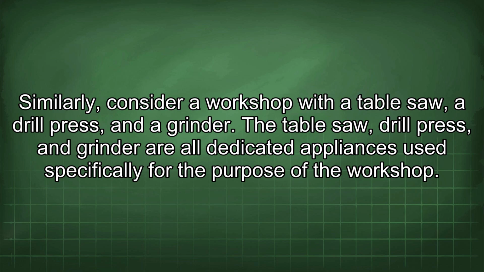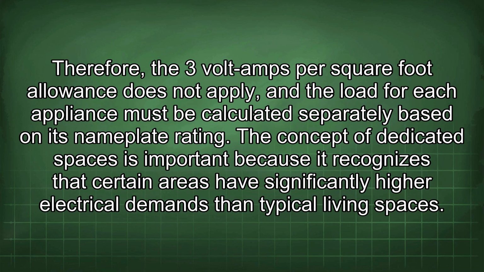Similarly, consider a workshop with a table saw, a drill press, and a grinder. The table saw, drill press, and grinder are all dedicated appliances used specifically for the purpose of the workshop. Therefore, the 3 volt amps per square foot allowance does not apply, and the load for each appliance must be calculated separately based on its nameplate rating.